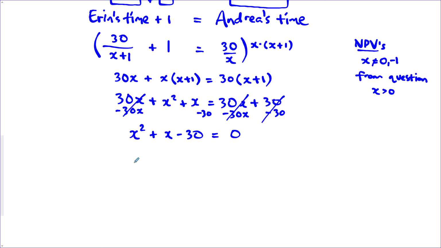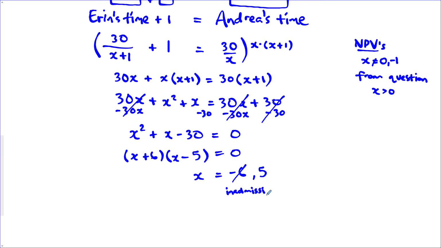Now we need to solve this. I can solve this by factoring, it looks like. So x plus 6 and x minus 5. And that means that x is equal to negative 6 and positive 5. And we've already discussed this. Negative 6 is inadmissible. Not allowed in this question, doesn't make sense. So the answer is 5. So Andrea's speed is 5 kilometers per hour.